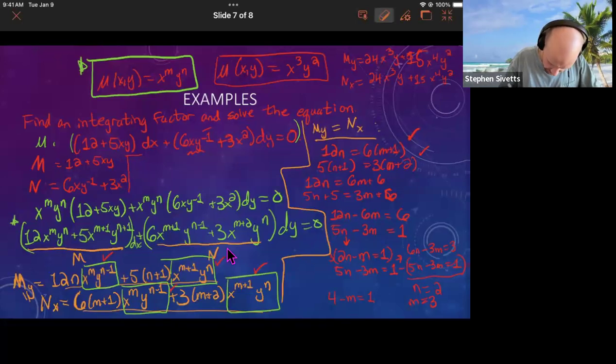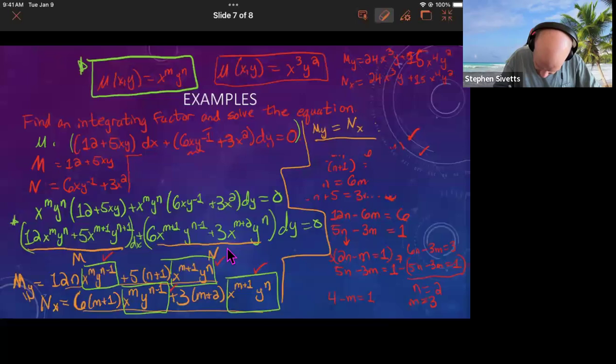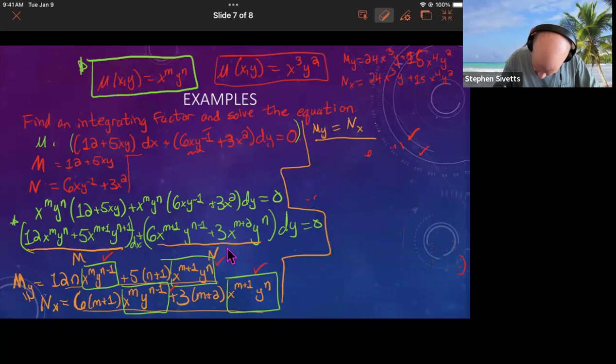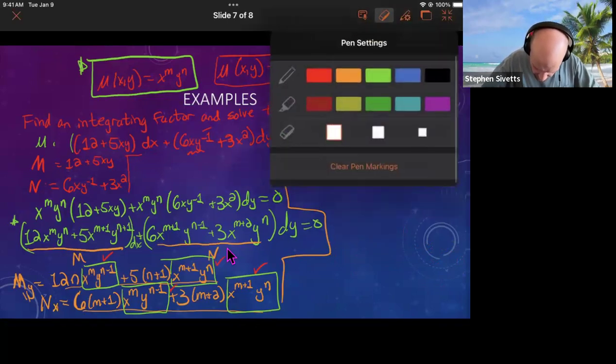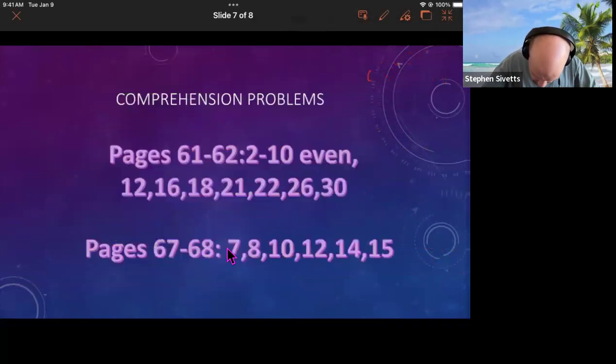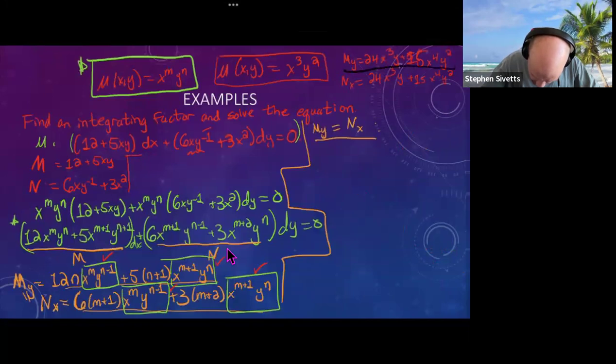So that's the hard part. So all we have to do now is take, can I erase this? So all I have to do is just use the method to solve for the general solution by using either this function or the other one to solve for a general solution. Okay.